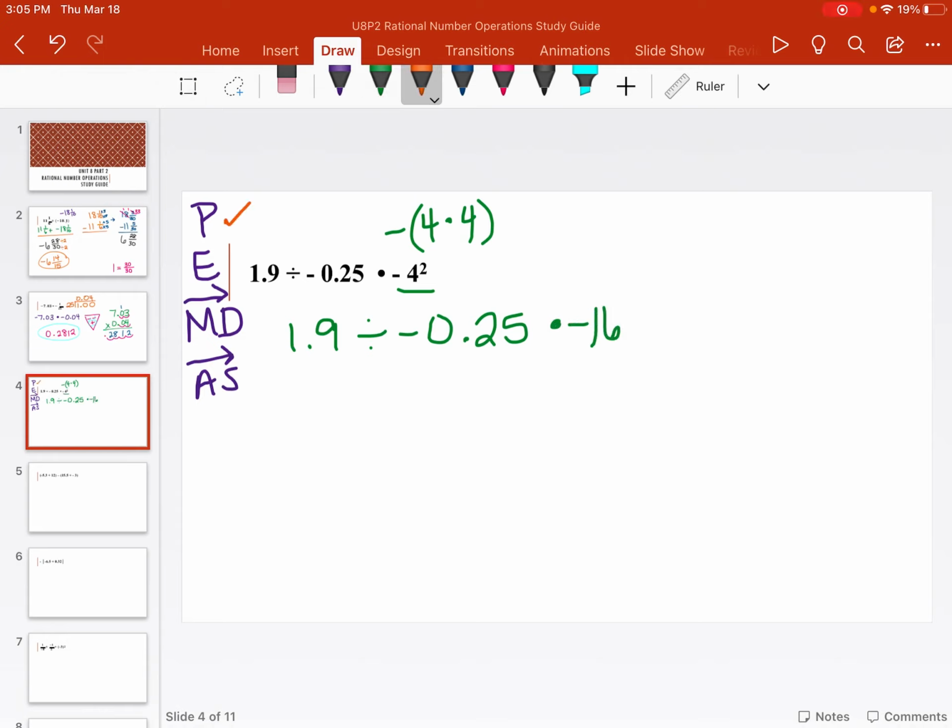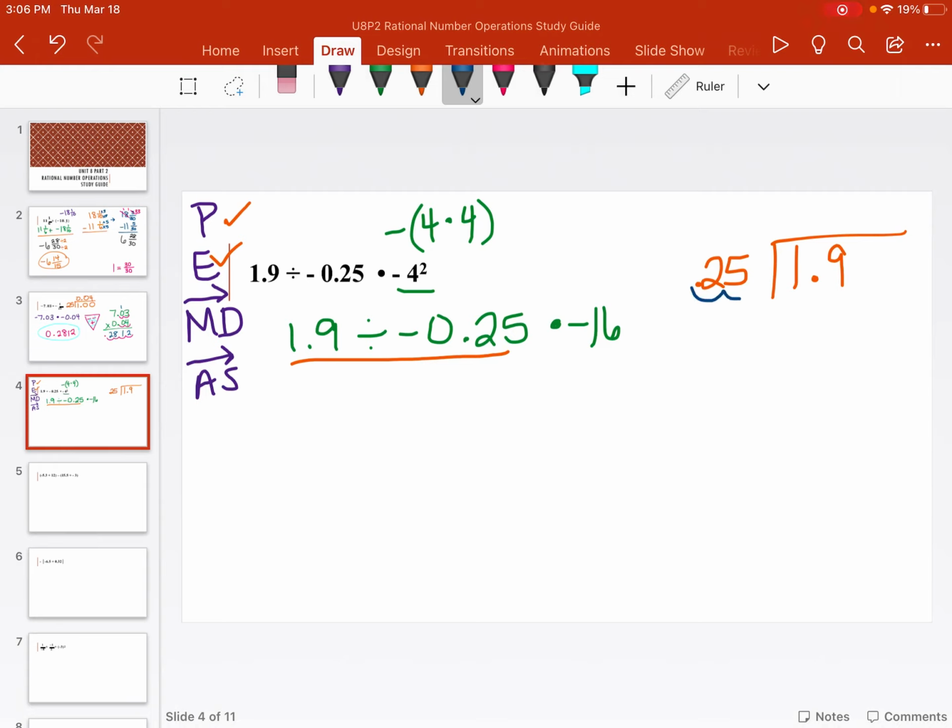Okay, so I did parentheses, did exponents, multiply, divide, left to right. So there's multiplication and division left over. I have to do this division first. It's not multiply first and then divide, it's left to right. So I'm going to do 1.9 divided by 0.25. Remember, the first number goes inside of the house.